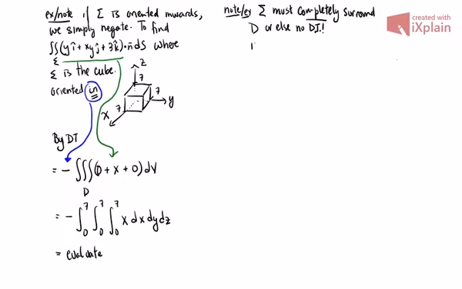So for example, if sigma is a cylinder but not the ends, so you have a cylinder, but you can pass through it. In other words, it's not capped off. It's like a tin can, but you remove both ends. Then you cannot use the divergence theorem here.